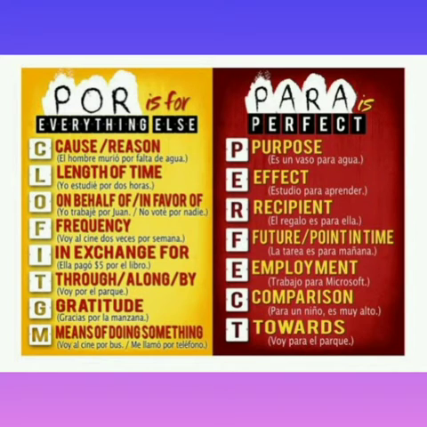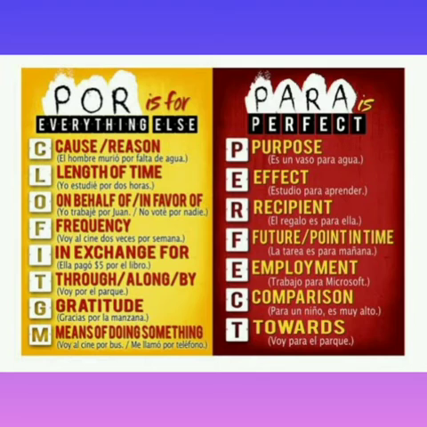While E in PERFECT represents effect. Estudio para aprender. I study in order to learn. O represents on behalf of, in favor of. For example, yo trabajé por Juan, no voté por nadie. I worked for John, I didn't vote for anyone.